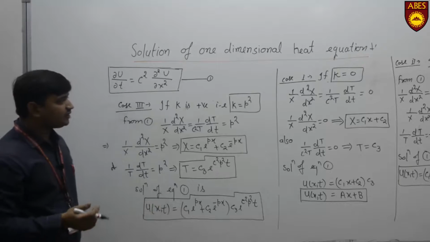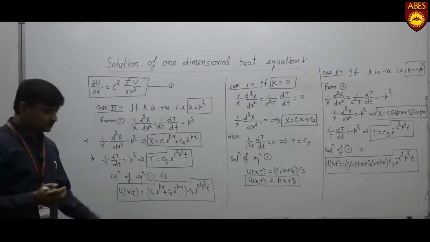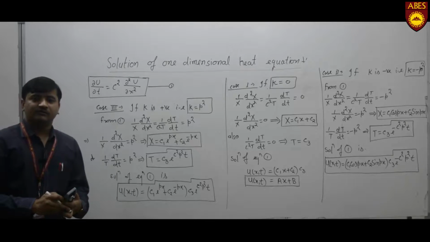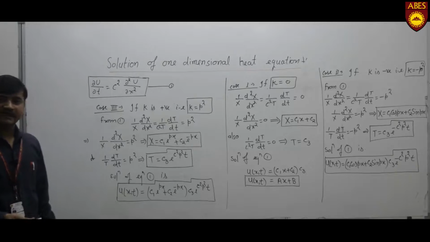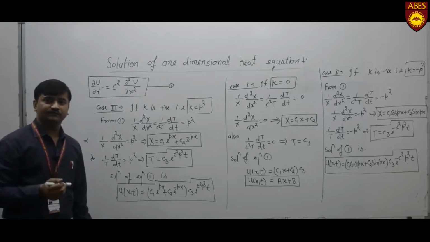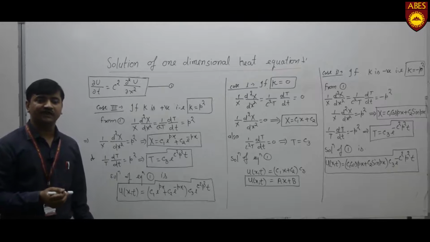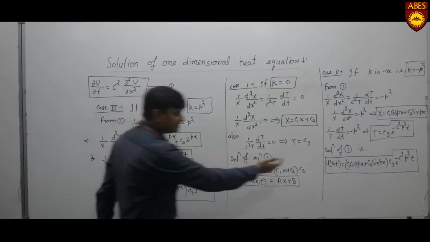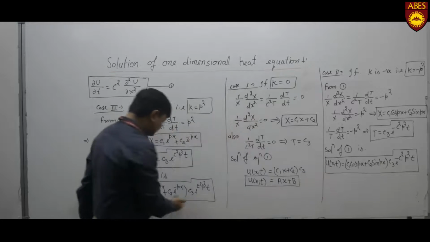In this way, we have got three solutions of the one-dimensional heat equation. Actually, the solution of the one-dimensional heat equation means to find the expression for u as a function of x and t, where, as I have already told, x denotes the point on the metallic body and t denotes the time at which we have to find the temperature. So here we have got three expressions for the temperature distribution function. One is this, second and the third.